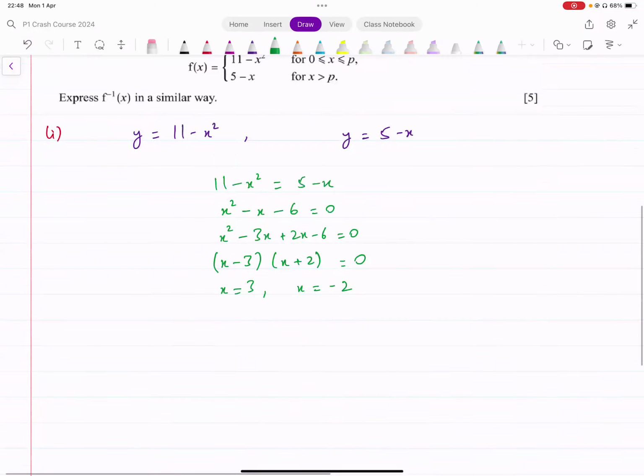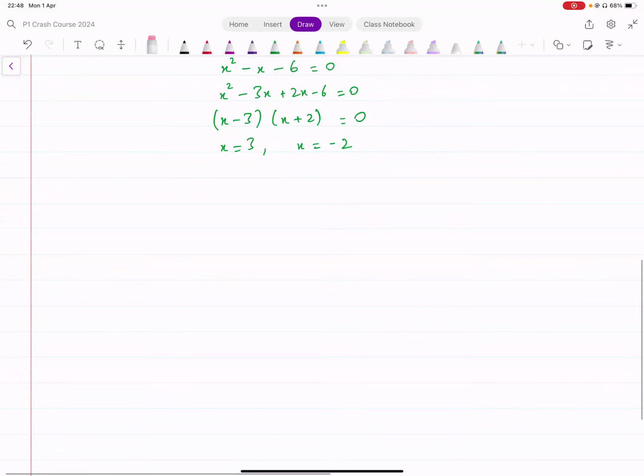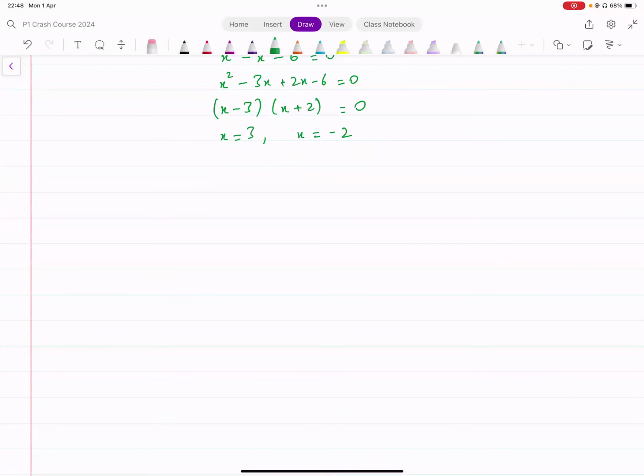So that means we're not going to consider this value. x equals negative 2 is not a value that we are going to consider. We only consider the positive value and we say this is the point A. This is the x coordinate of the point A. Okay, this is not possible because on the diagram, point A is supposed to be on the right side.